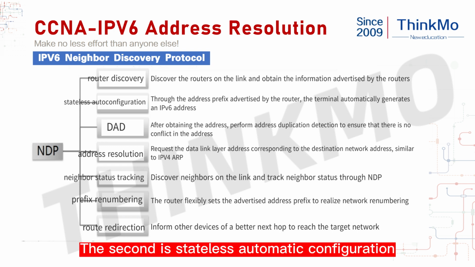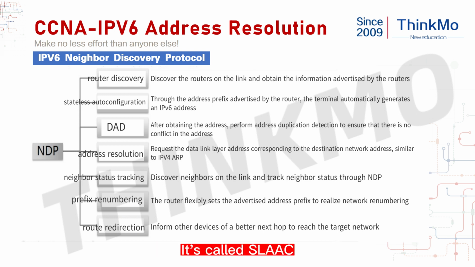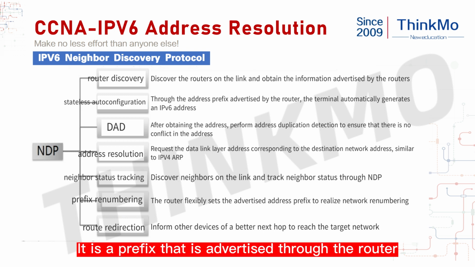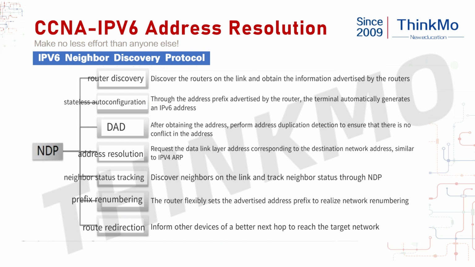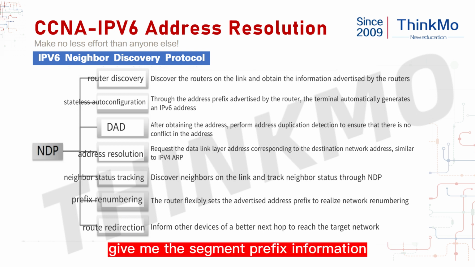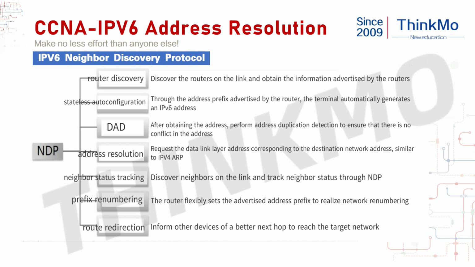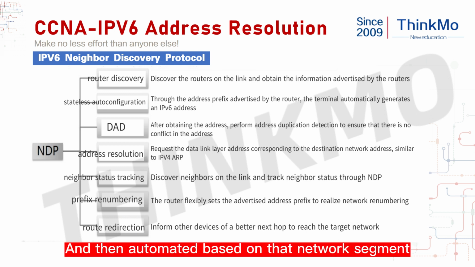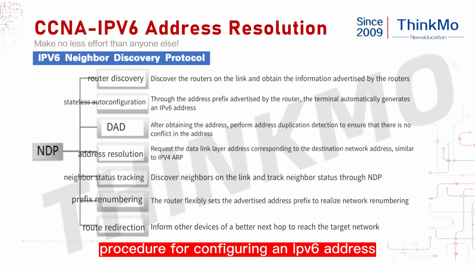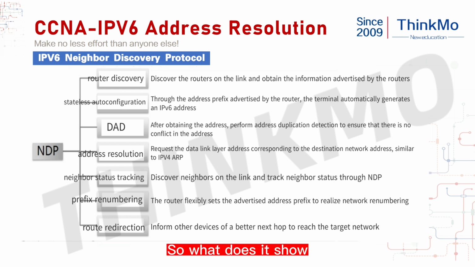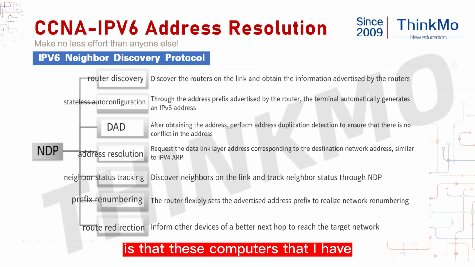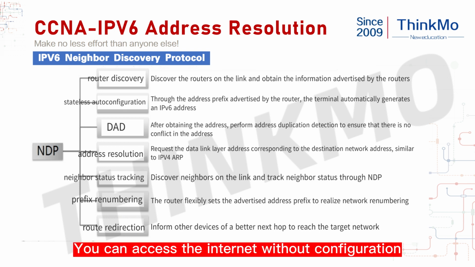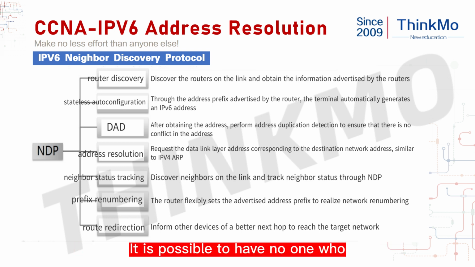The second is stateless automatic configuration. It's called SLAAC. It is a prefix that is advertised through the router. The router gives me the segment prefix information, and then automatically configures an IPv6 address based on that network segment. So what does it show? These computers that I have, just plug in the cable. You can access the internet without configuration. It is possible to have no one who understands network technology. Implement plug and play function.